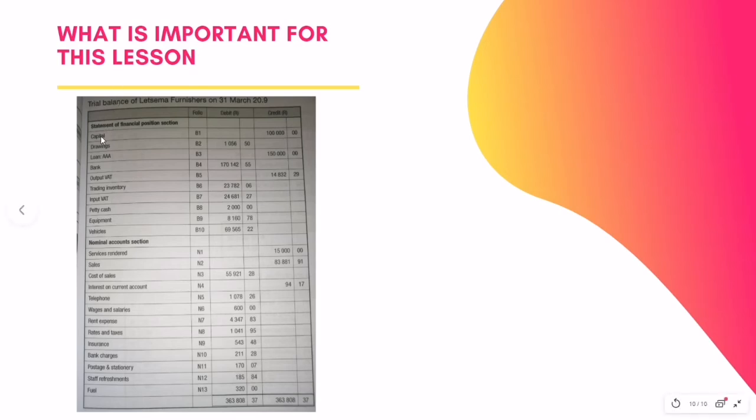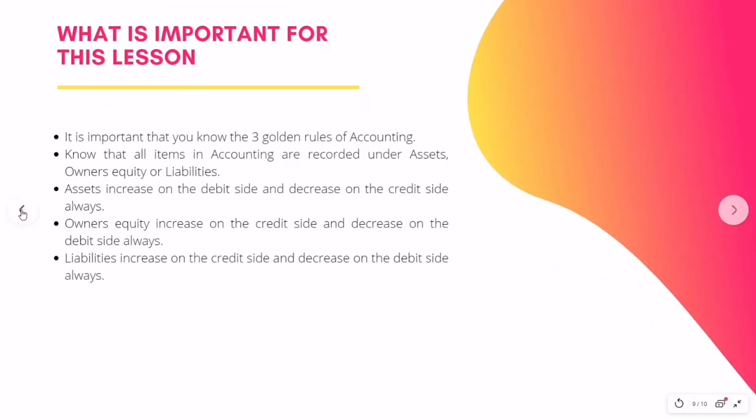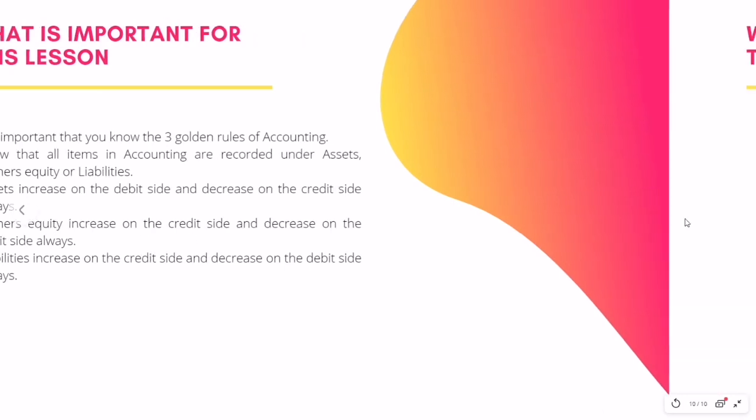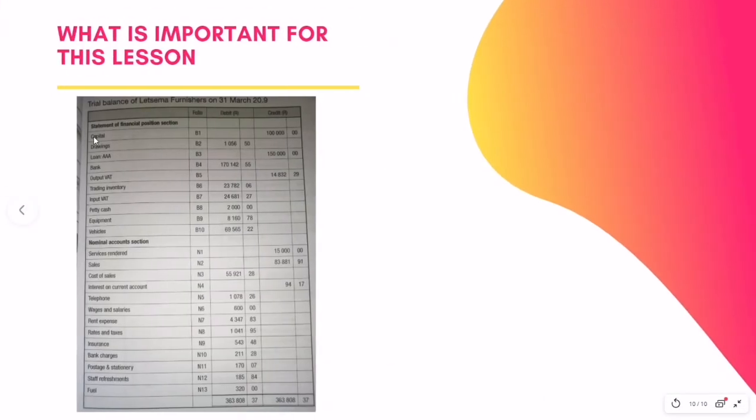For example, we know that with capital, let's look at the first one. If the owner brings capital contribution, it will increase under owner's equity. And we said owner's equity always increases on the credit side. Remember what I said, owner's equity increases on the credit side. So because this amount will increase on the credit side, we need to reflect it on the credit side. Very simple, guys.